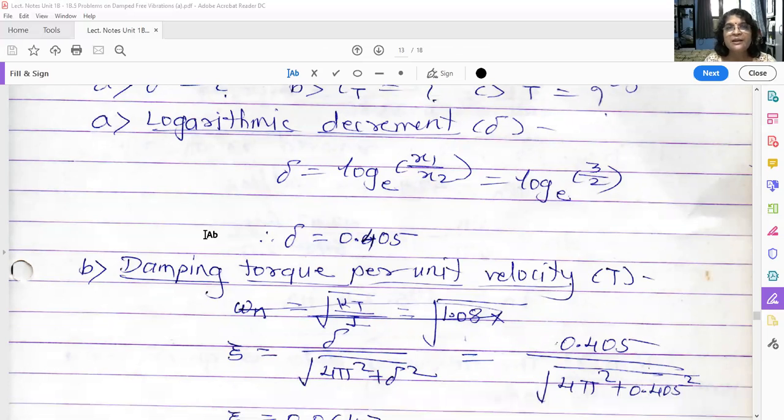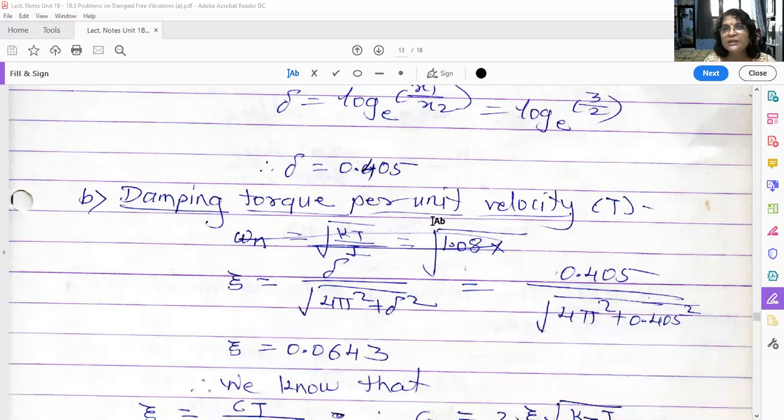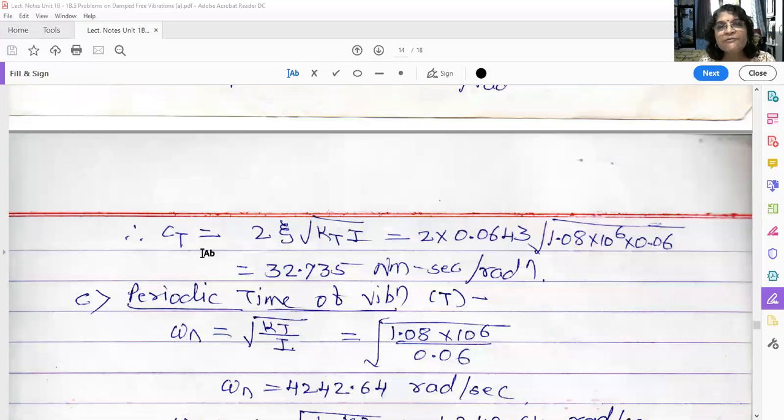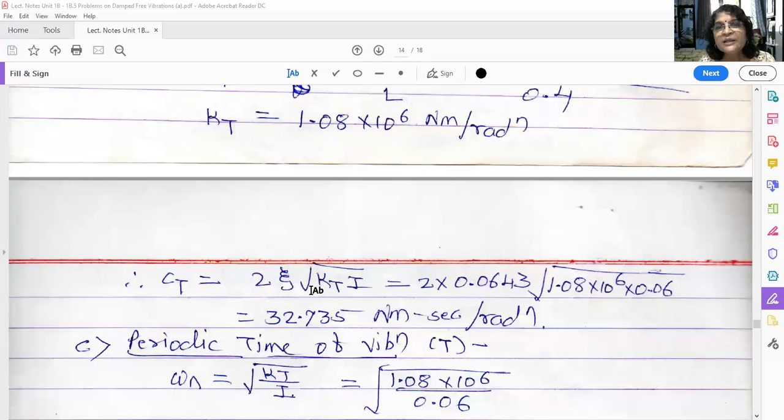Now the second thing, damping torque per unit velocity. What is the meaning of this one? Damping torque per unit velocity. For longitudinal, it will be damping force per unit velocity, which is nothing but the C value. That means damping coefficient. Okay. So to find out the damping coefficient, what we have to find out? Ct is equal to 2 zeta square root of kt into I.